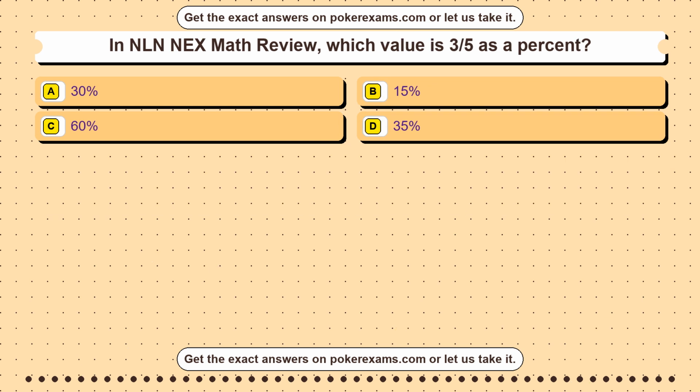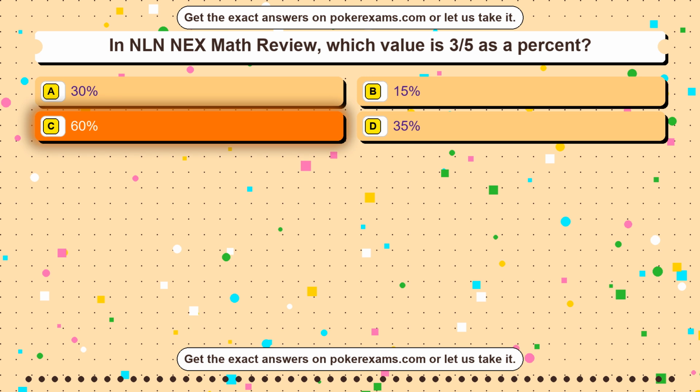Question 3. In NLN NEX Math Review, which value is 3/5 as a percent? Option A. 30%. Option B. 15%. Option C. 60%. Option D. 35%. The correct answer is option C.